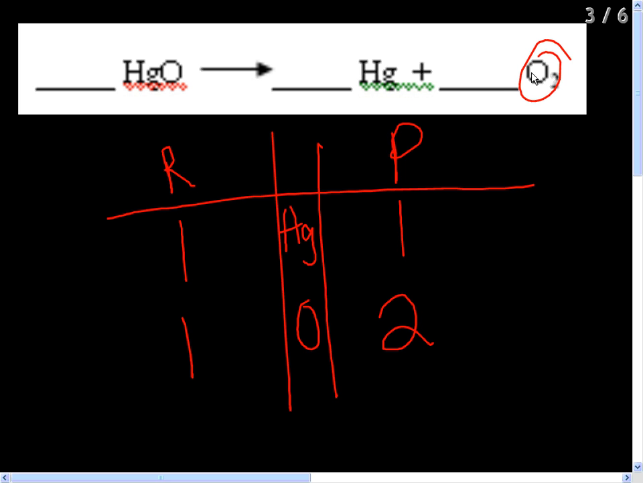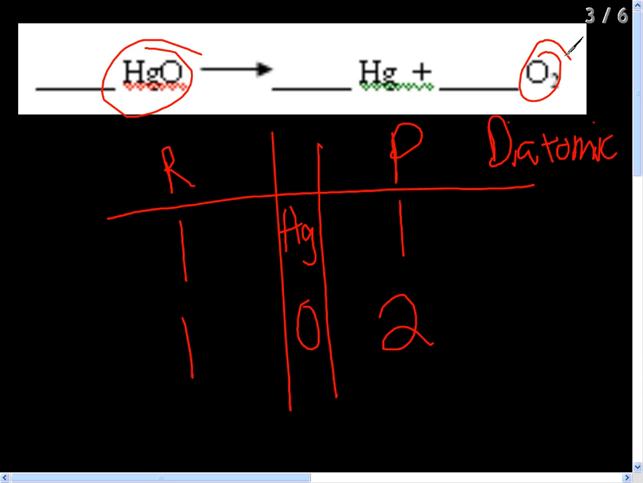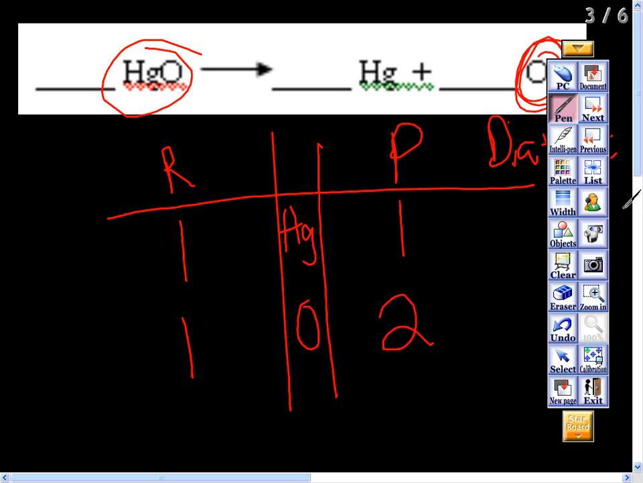That's because oxygen is referred to as being diatomic. Oxygen can't sit by itself. It's got to have somebody with it. It either has to be bonded to something, or if it can't find a different element, bonded to itself. That's why I can't just write Hg plus O over there. It has to be Hg plus O2.